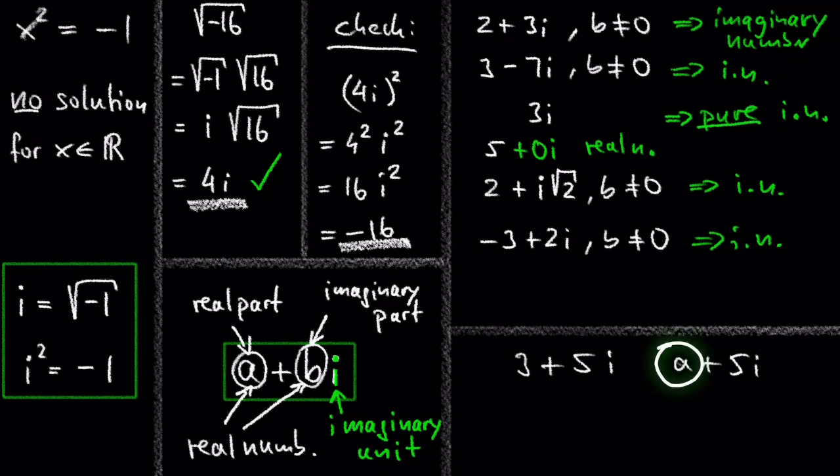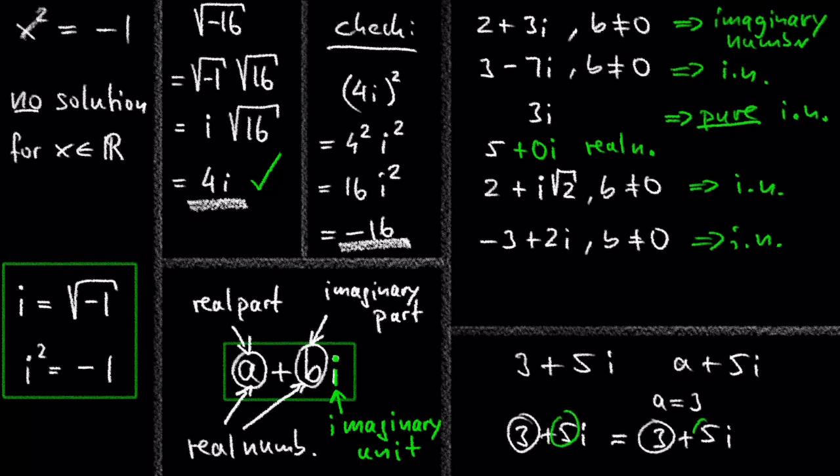For what a are these complex numbers equal? Feel free to pause the video and try it yourself. These complex numbers are equal for a equals 3. Both complex numbers have the same real part, which is 3. And both complex numbers have the same imaginary part, 5. So these complex numbers are equal.